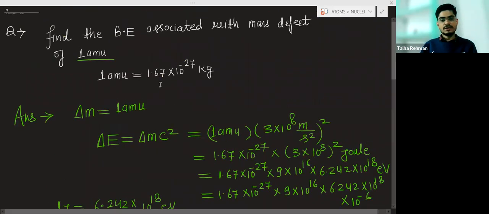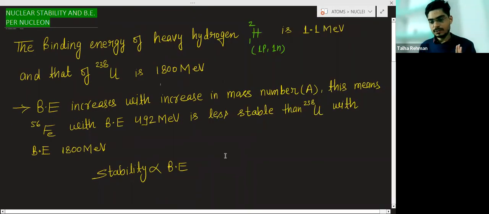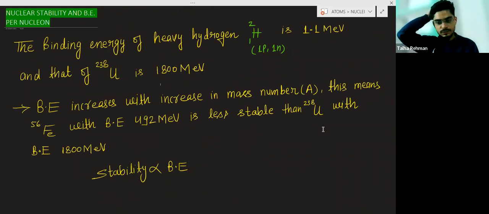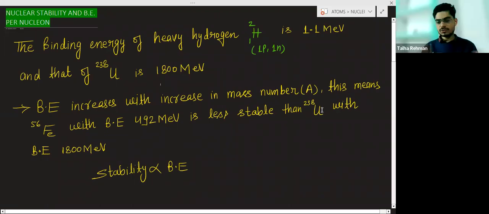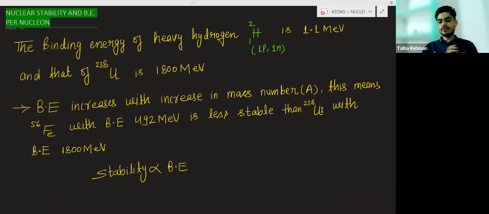Now next thing, this is the last topic of this class. I will take hardly 10 minutes. Okay, Fawaz? Okay, Hamza? So basically this is the last topic of this class. Now we will discuss the nuclear stability and the binding energy per nucleon.